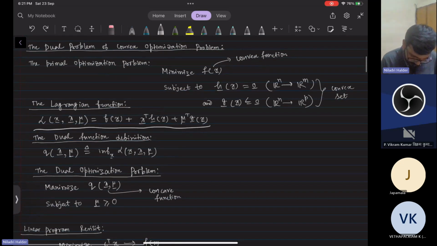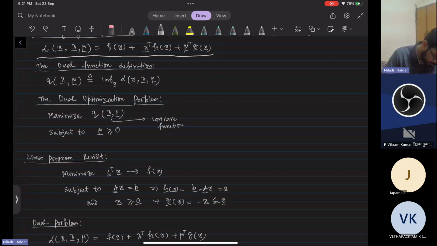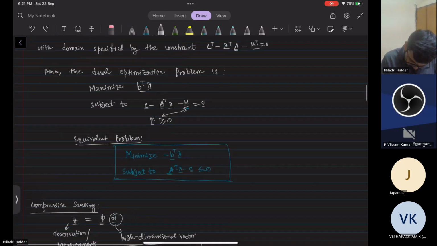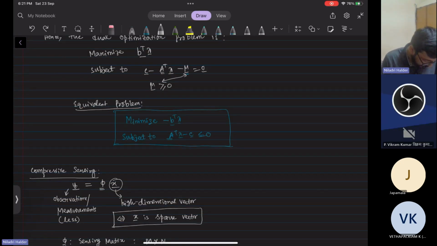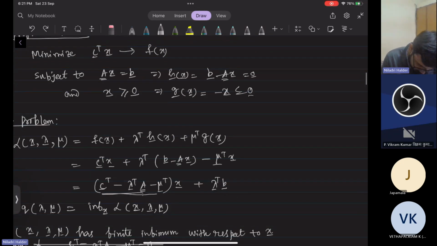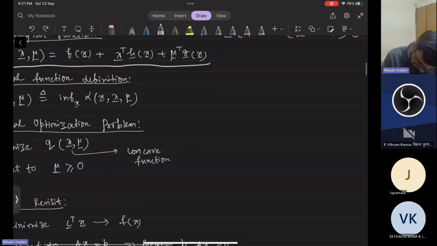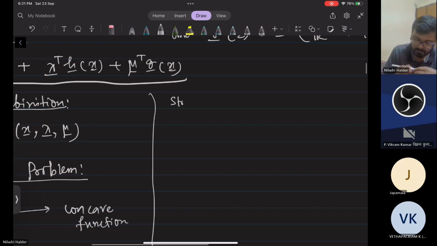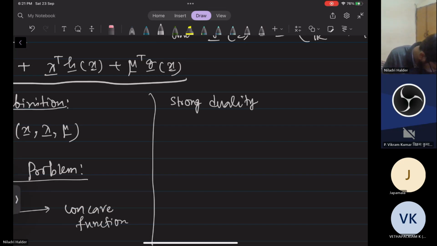Okay, so one second, I can write down the strong duality condition. So this is the dual equivalent problem of the linear program optimization problem. Strong duality relation I can write down here. Dual problem, linear program. Strong duality relation.